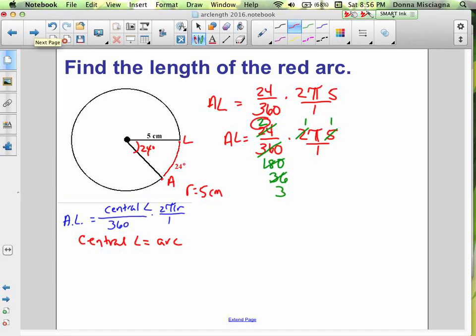So we have a 2, a 1, and a 1 in the numerator, and a 3 and a 1 in the denominator. And of course we have the pi also in the numerator. So the arc length here is going to be 2 times 1 times 1 times pi, and that's just 2 pi. And 3 times 1 is just 3. So that's 2 pi thirds centimeters. All right? Reduced form as a fraction in terms of pi. And don't forget your units.